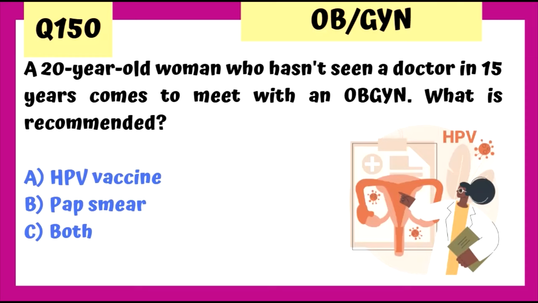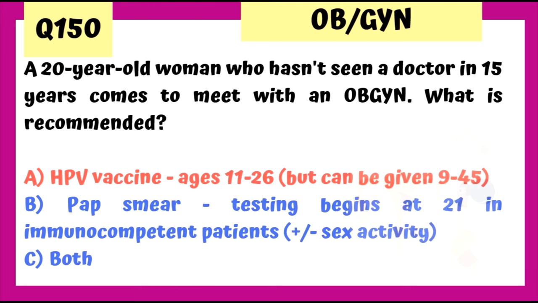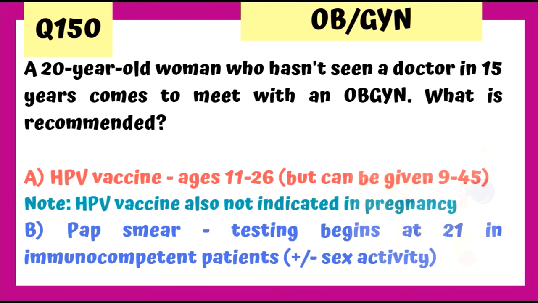Okay, a 20-year-old woman who hasn't seen a doctor in 15 years comes to meet with an OB-GYN. What is recommended? In this visit, she's going to get an HPV vaccine. She's 20, so she's not going to get a pap smear yet. That begins at 21, whether or not they have sexual activity. The HPV vaccine is also not indicated in pregnancy.